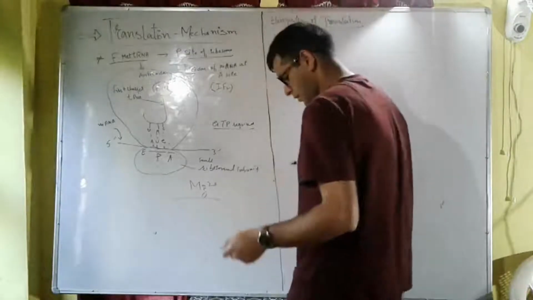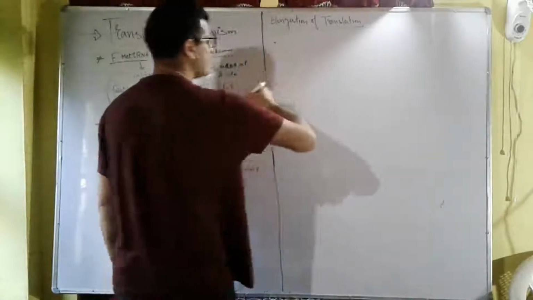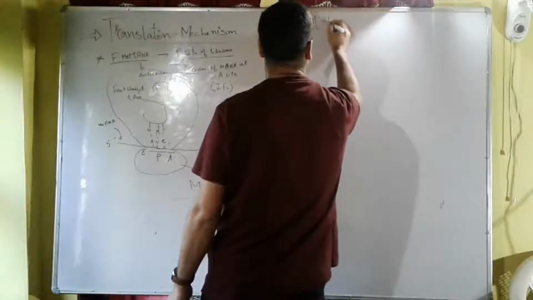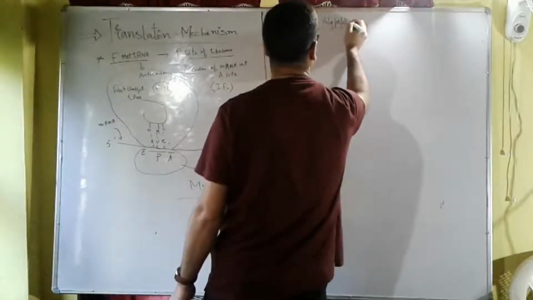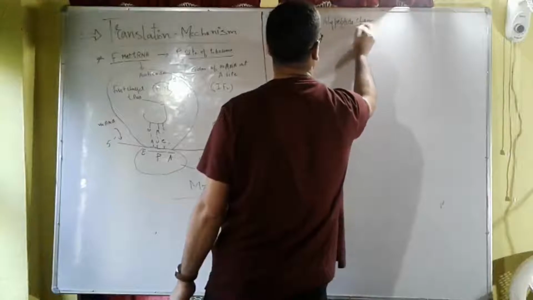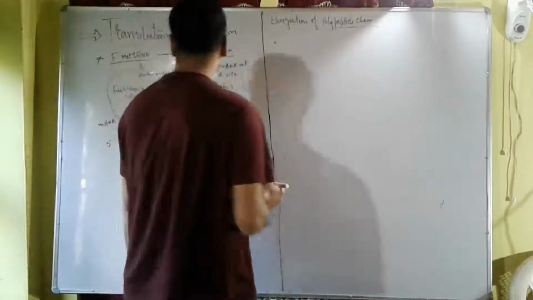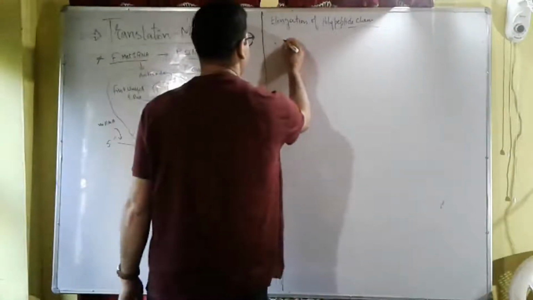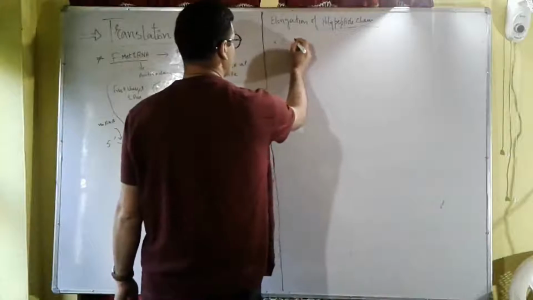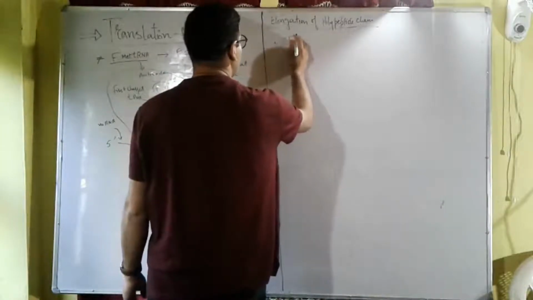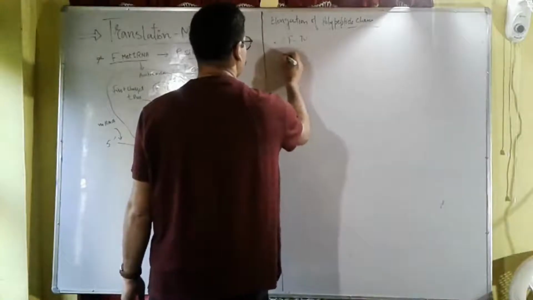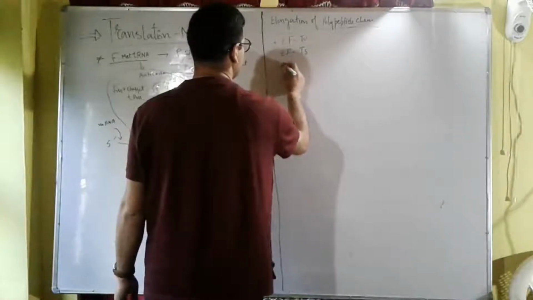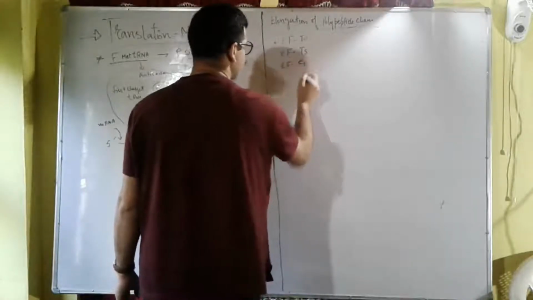We have 3 elongation factors which are involved in the elongation of the polypeptide chain. First we have completed initiation of translation, then elongation of the polypeptide chain. The three elongation factors are elongation factor TU, elongation factor TS, and elongation factor G.